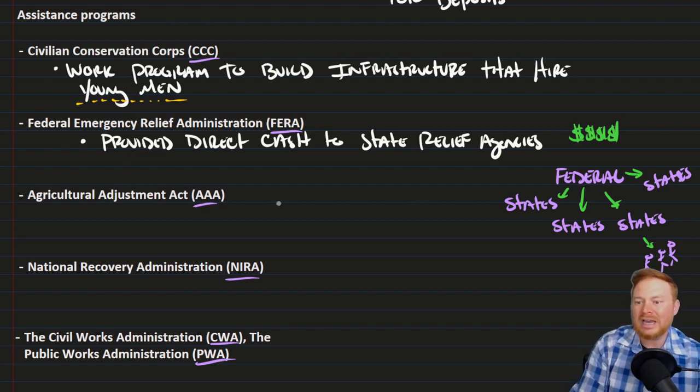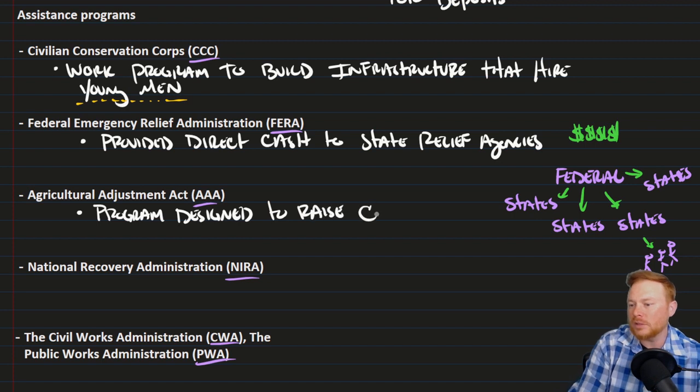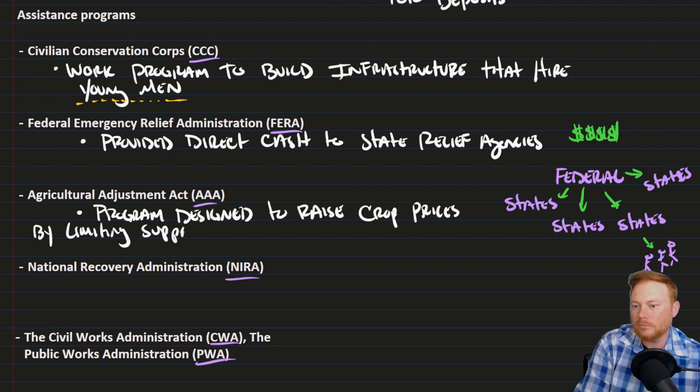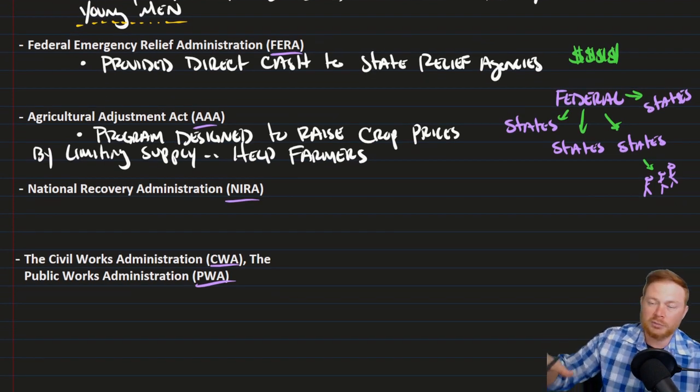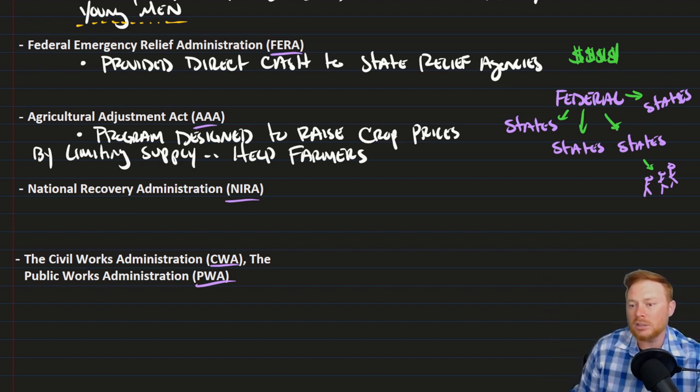Other New Deal programs included the Agricultural Adjustment Act or the AAA. This was a program targeted towards farmers, designed to raise crop prices by limiting supply. It was to help farmers. Essentially, it paid farmers to not produce. And the idea is that if farmers just stop growing for a moment, the price of crops will rise, and then that will allow farmers to sell their crops at a higher price and make a decent living.